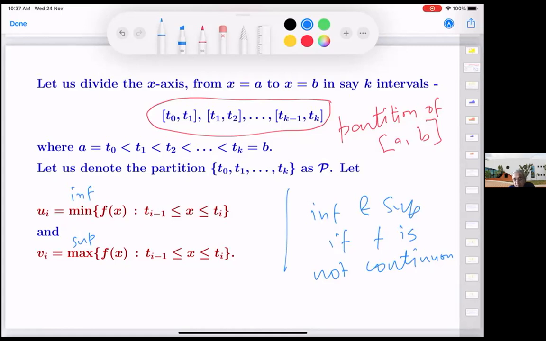For a continuous function on a closed bounded interval, minimum is the same as infimum and supremum is the same as maximum, because it attains its minimum and maximum. But otherwise, they can be distinct.